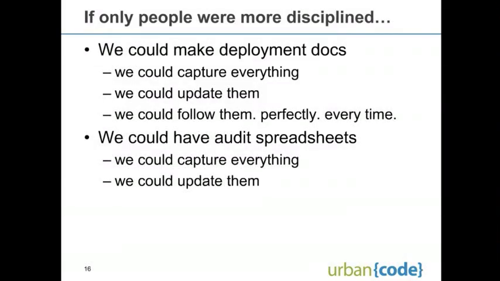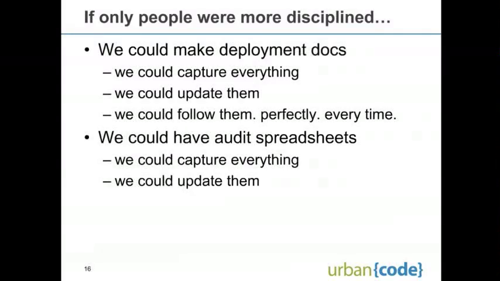We could make deployment documents that would be complete, right? Maybe 2,000 lines aren't enough. Maybe we need to have it be 3,000 lines, but whatever it takes. We just need to document it better. And we would then need to make sure we update them. So it's just the people being disciplined, and then we could follow those steps. We could do that. And we could have audit spreadsheets. We could make sure we capture everything. We would have all these problems solved, if it's just a question of people doing the right thing.